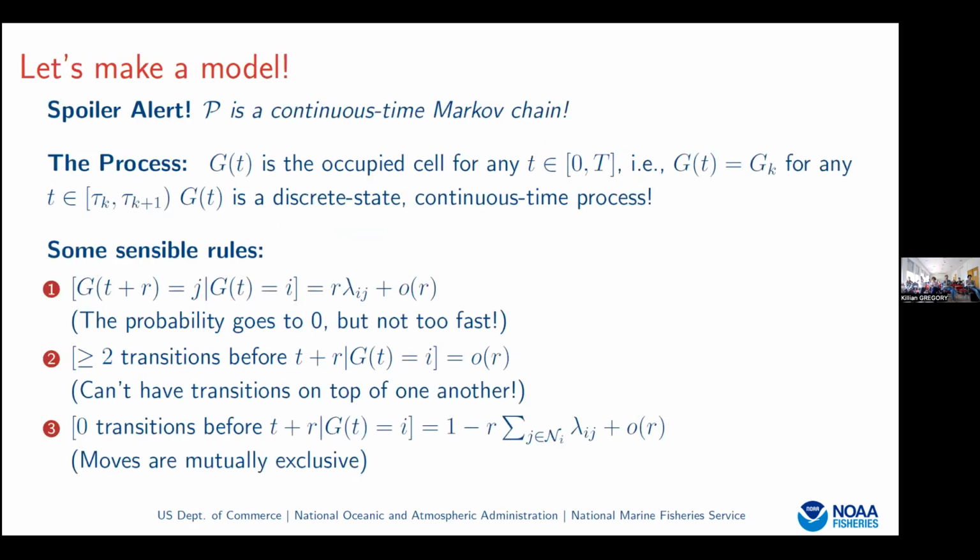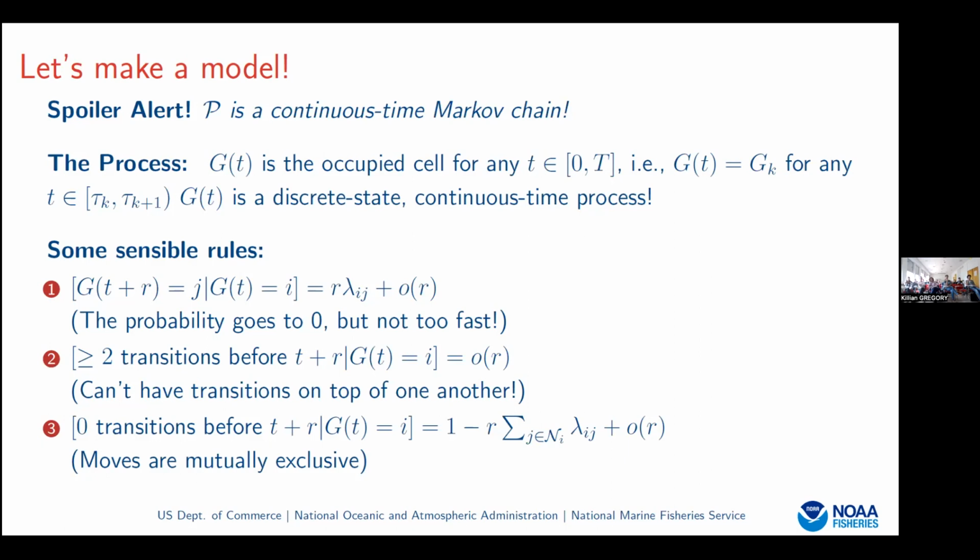So I've already told you it's a continuous time Markov chain, so that cat's out of the bag. So the process, just like Clark had described, is where is that animal in terms of a state at any given time? We can evaluate that, but we need some sensible rules for how that movement occurs.